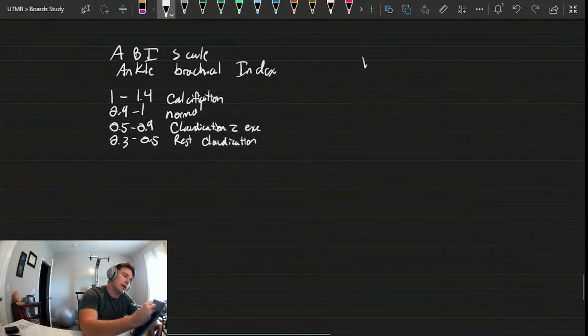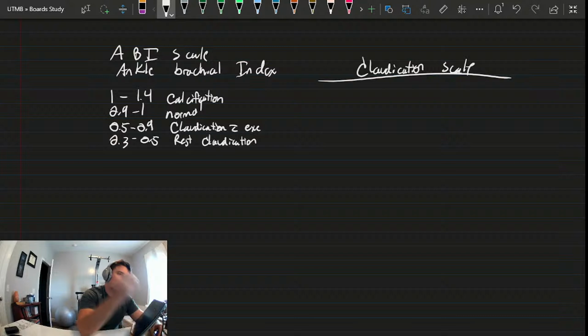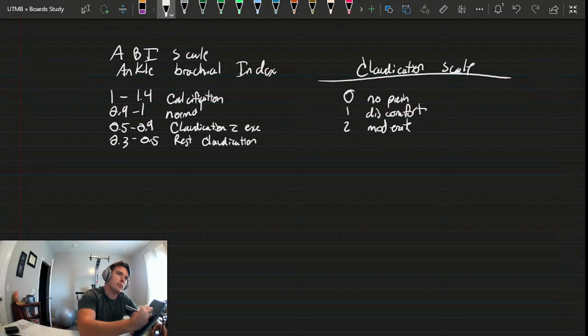So the claudication scale. It's going to be a 0 out of 4. A 0 is no pain, so no claudication at all. A 1 is discomfort. 2 is moderate. 3 is intense. And then 4 is unbearable.